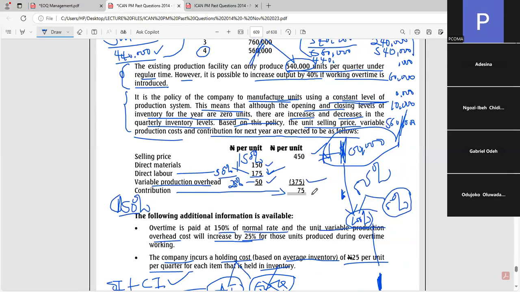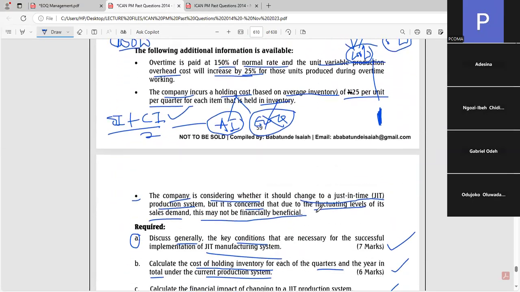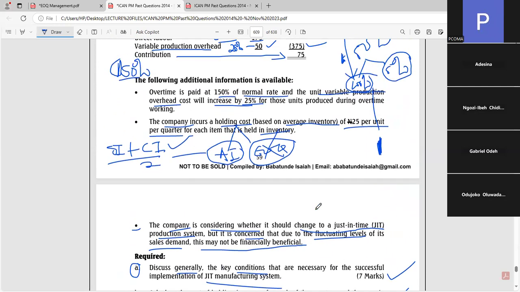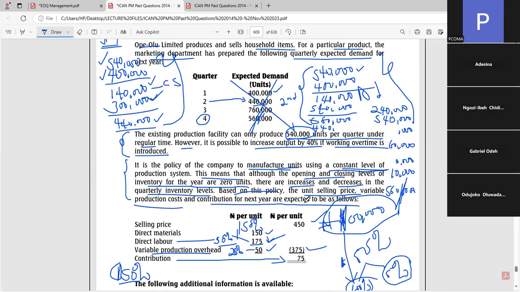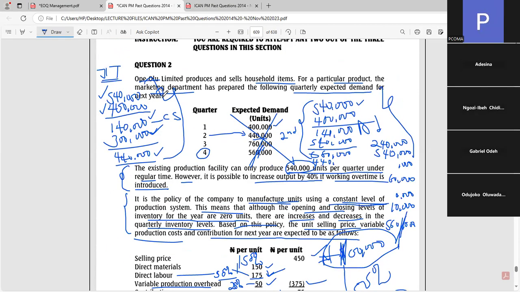Now, let me explain what just-in-time means. Just-in-time means that you are producing what your customer needs. You do not want to store any inventory in your warehouse. That is the theory of just-in-time. Therefore, this analysis that we did here means that if we go by this analysis, we are not going to store anything in our warehouse.